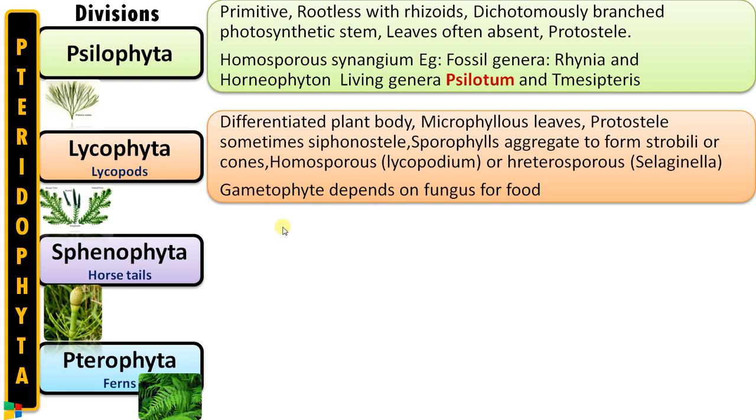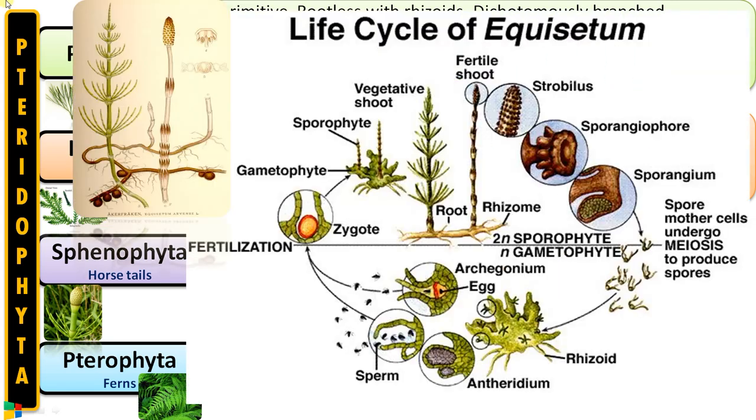Now moving to the third division, that is Sphenophyta or horsetails. Classical example is Equisetum. So let us explain the characteristics of this group using Equisetum. As you can see, a well differentiated plant body with rhizomatous stem. Then there are roots. The stem is jointed with nodes and internodes. As you can see, from the nodal region, scale leaves are formed in whorls. Here also there is a strobilus.